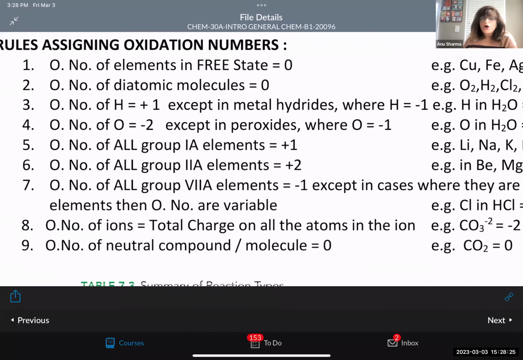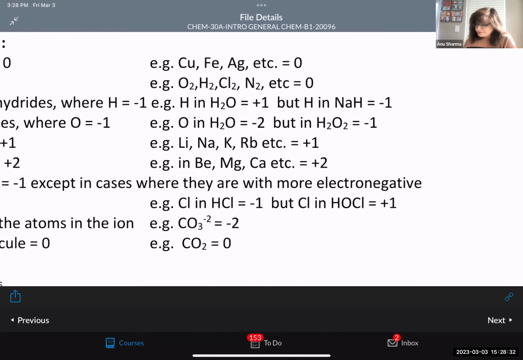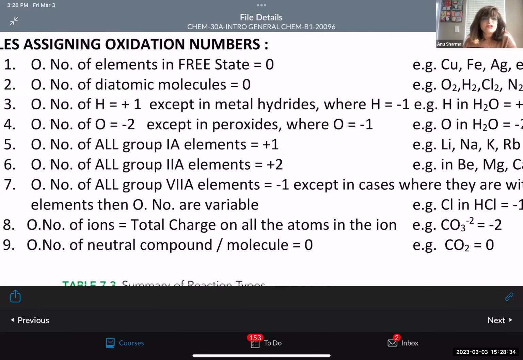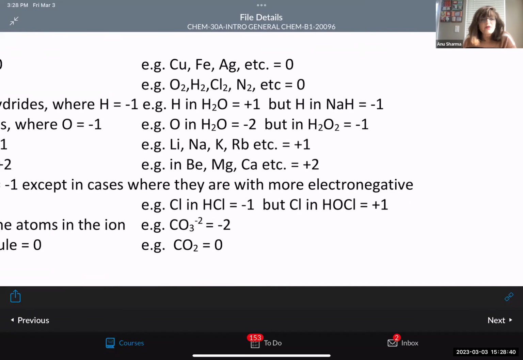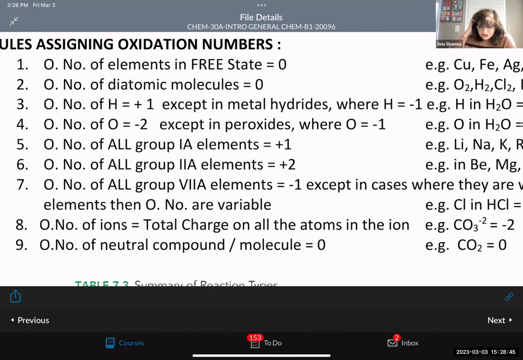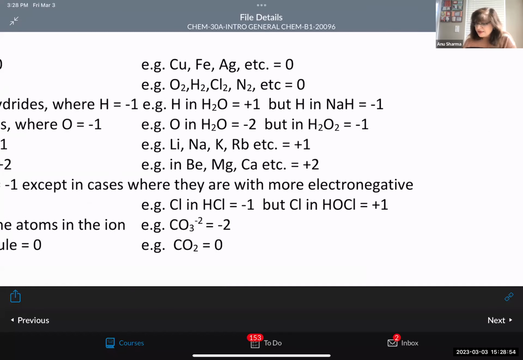The oxidation number of hydrogen is always +1, except when it is in a metal hydride, like sodium hydride. Next, the oxidation number of oxygen is always -2, except in a peroxide such as H2O2, where it is -1. The oxidation number of all group 1A is +1 and all group 2A is +2. For example, lithium, sodium, potassium, and rubidium are always +1. Beryllium, magnesium, calcium, strontium, barium, and radium, group 2A, are +2.